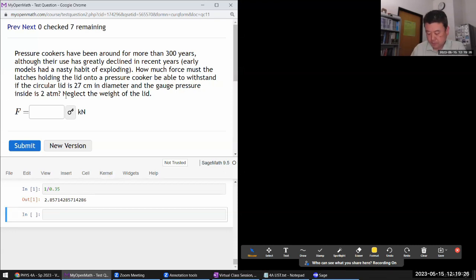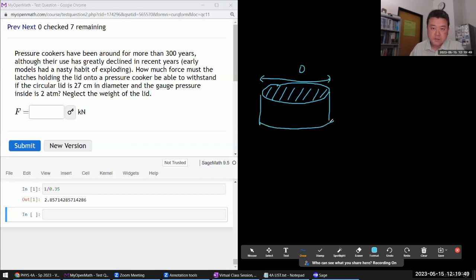Okay. So there's a couple of things to note. So let's start with the diagram of the pressure cooker. The main part that's important is the cross-sectional area of the lid. And they've given us the diameter for that. And they told us that the gauge pressure inside is 2 atmosphere. And here's where you should know what gauge means. If you misread this question, it's possible to overthink it and get the wrong answer.